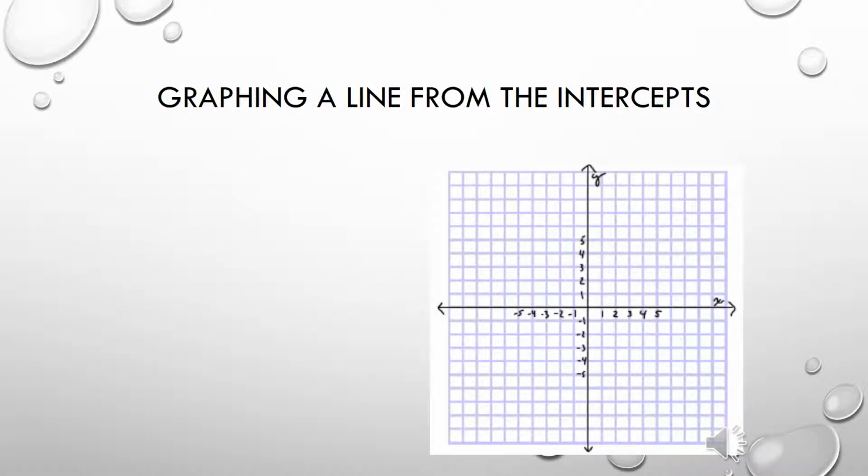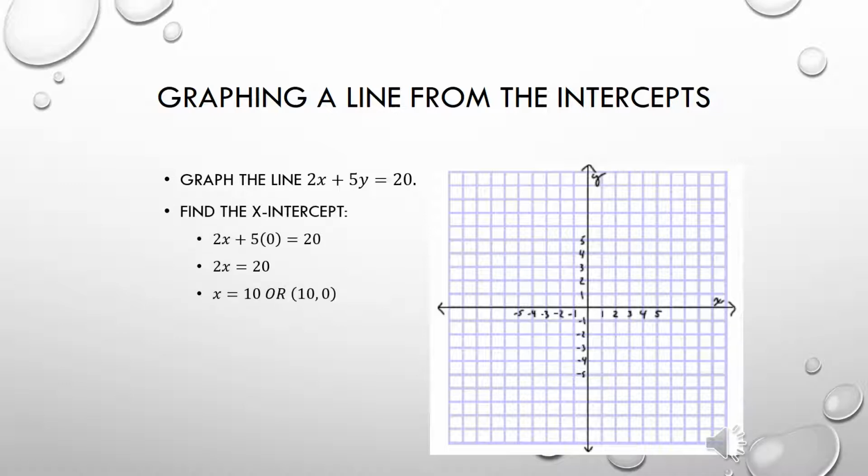Here's a graphing example, and we'll graph using the intercepts. Graph the line 2x plus 5y equals 20. Do this example along with me as I do it with you. Let's find the x-intercept first, and we do that by plugging in 0 for y and solving for x. 2x plus 5 times 0 is equal to 20. So 2x is equal to 20 because 5 times 0 is 0. And then we divide by 2 on both sides to get x equal to 10, or the point (10, 0).